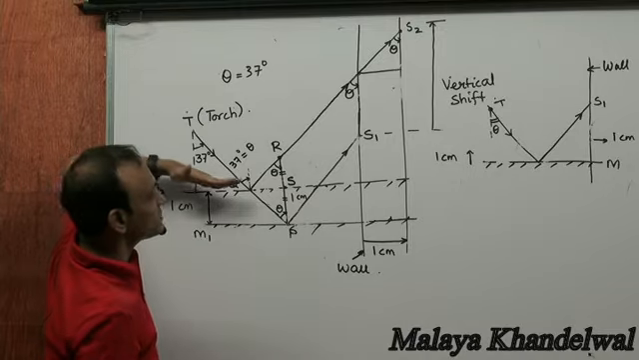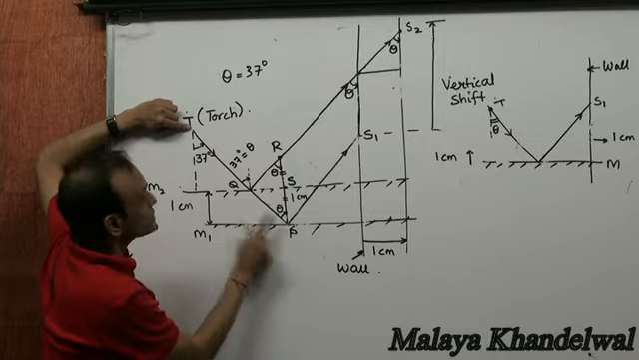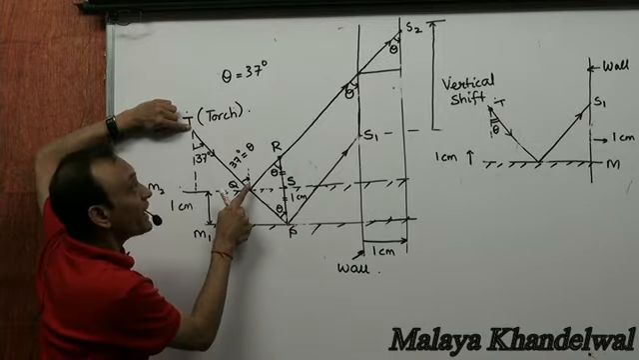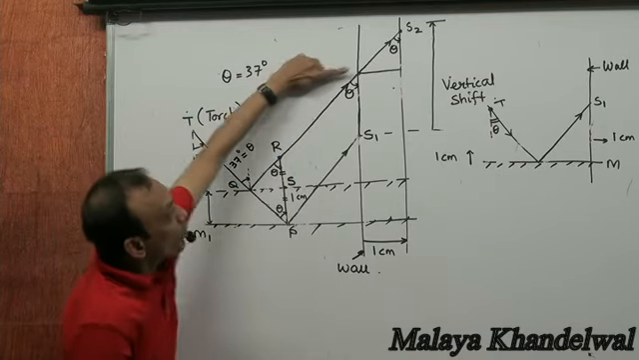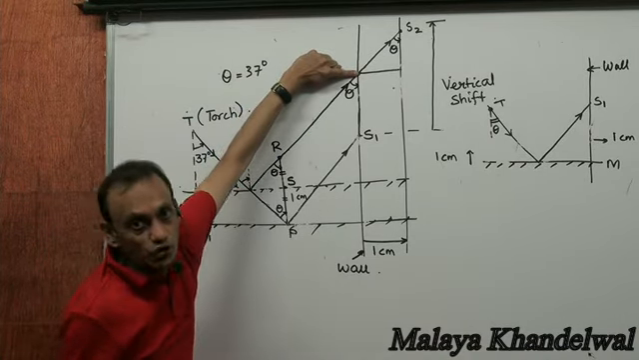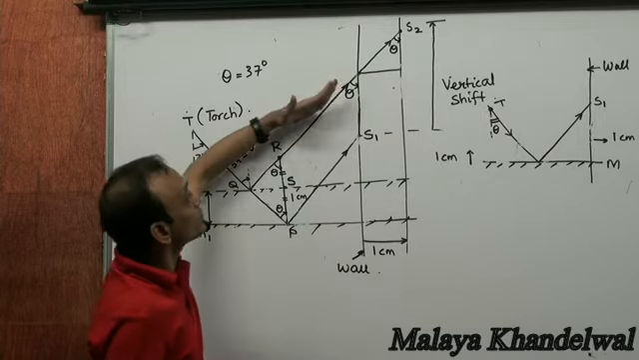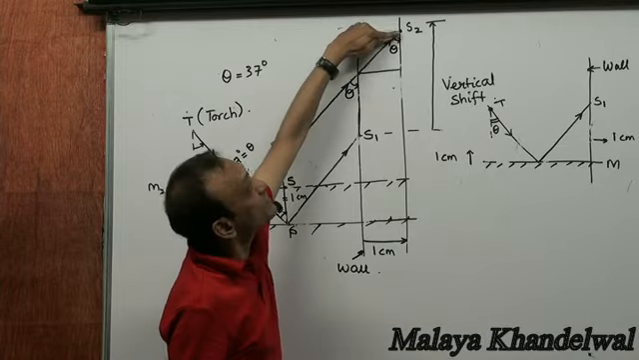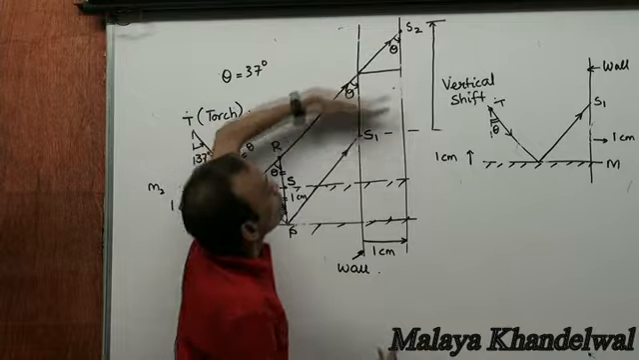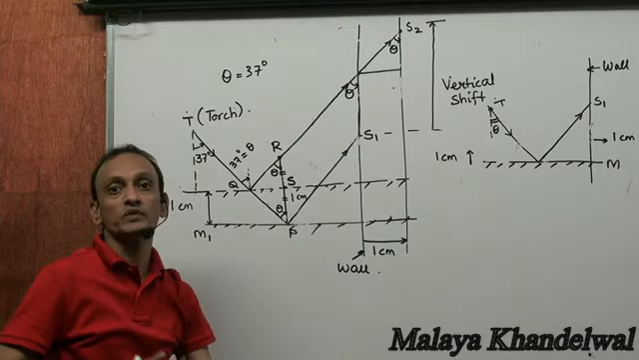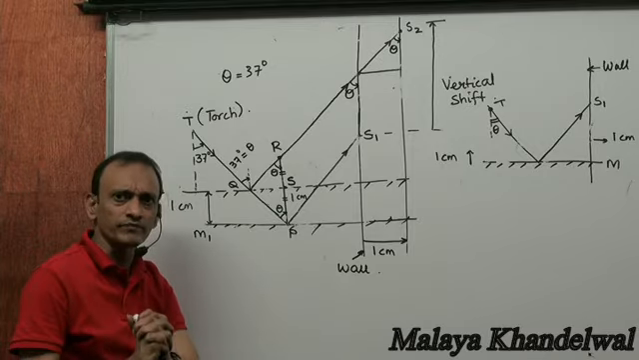Mirror moved up by 1 centimeter. So then, instead of P being the point of incidence, Q becomes the point of incidence, and reflection occurs at Q. If the wall was not moved, this would have been the new spot, right? But the wall itself is moved to the right, so the ray of light traverses further, and this becomes the revised spot on the wall, S2. I want to find the vertical shift between S1 and S2. Clear? Now, very ordinary situation really, very simple.